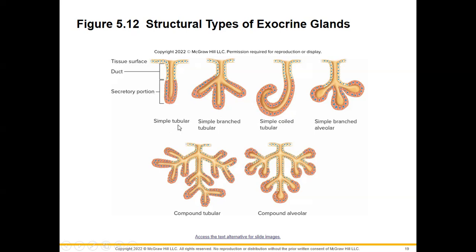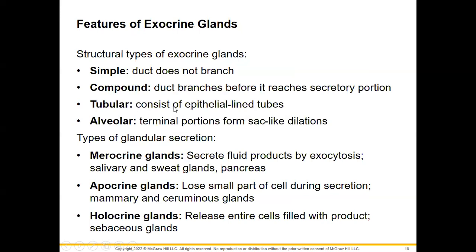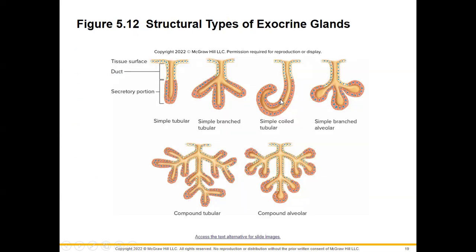So tubular. Tubular means that it is epithelial lined tubes. So this is tubular because it is shaped like a tube. This is branched tubular because these secretory portions here, there are multiple different ones shaped like a tube or shaped like several tubes. So this is your simple branched tubular. This is tubular, but this is a coiled tube. All right, so simple, coiled, tubular.